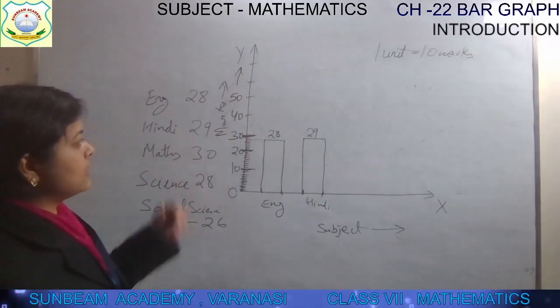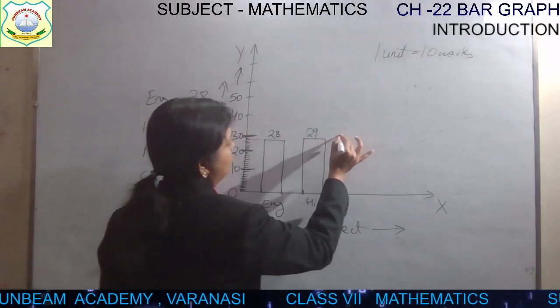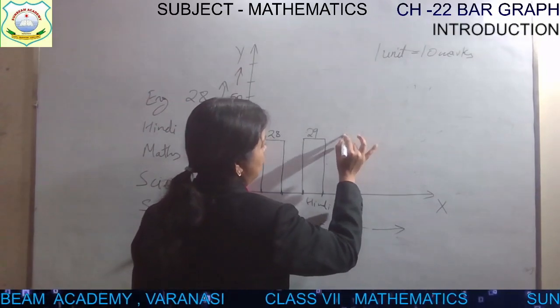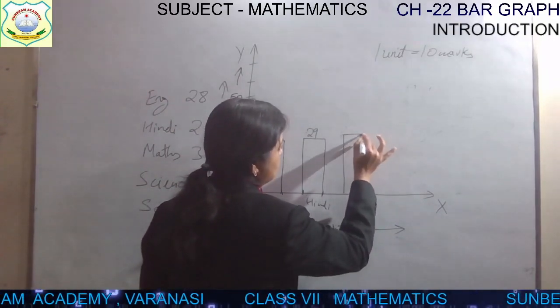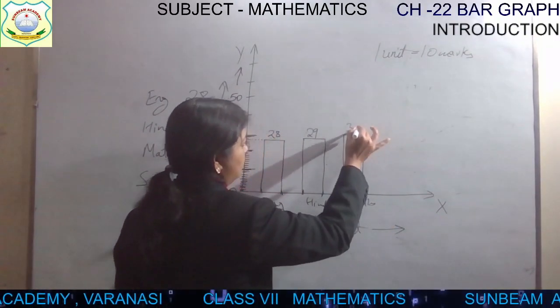Then maths is having 30. So bring 30 from here. 30 from here, 30 will be still one more, right. And then you will go at equal distance and this will be the maths, your 30 is done.